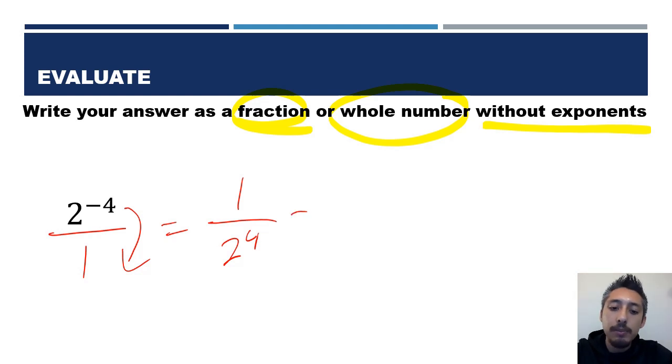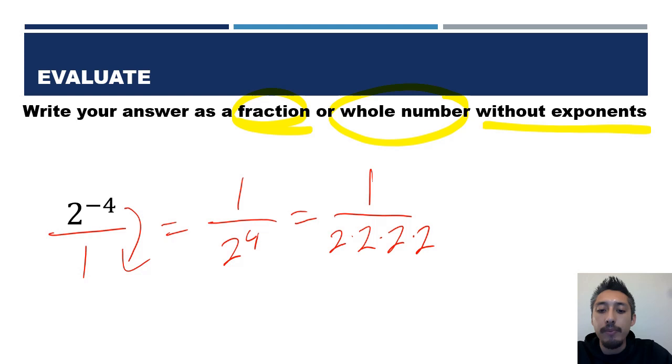For this problem, well, the 1 in the numerator is not going to do anything. It's just a 1. But in the denominator, because we have 2 to the power of 4, we know that that means 2 times 2 times 2 times 2.